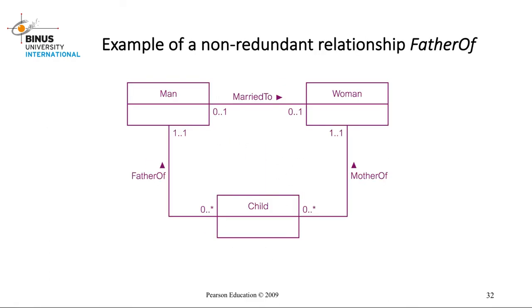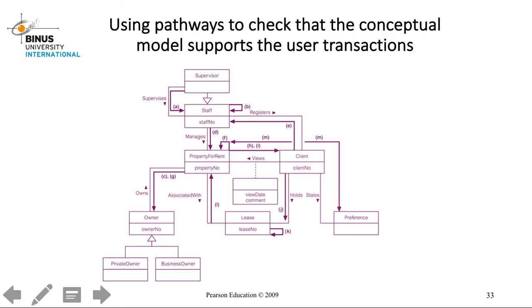This is another example of a non-redundant relationship. And then finally, we can use pathways to check that the conceptual model supports the user transactions.